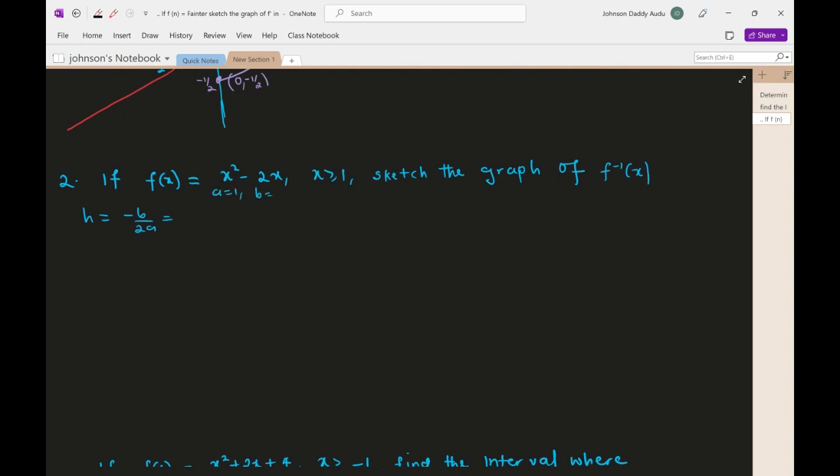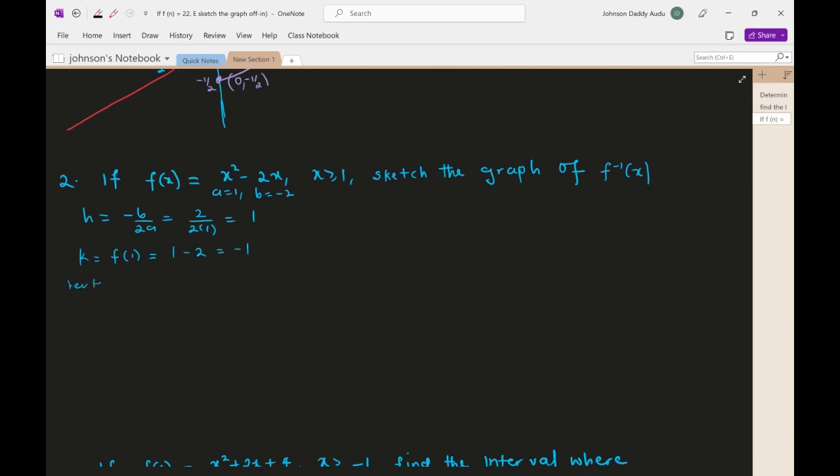We can take a to be 1 and b to be minus 2. And so this will become 2 over 2 times 1, so this is just 1. Then k is going to be f of 1. And if you put f of 1, this would be 1 minus 2, which is just minus 1.